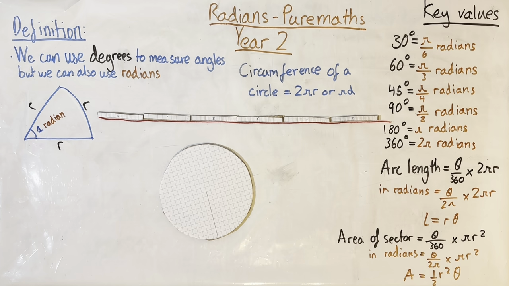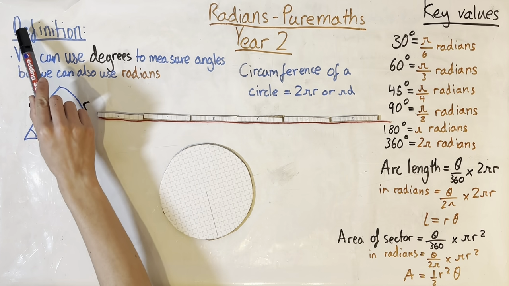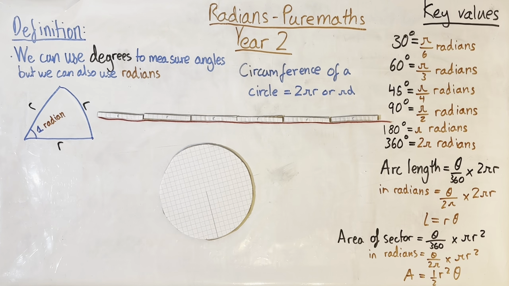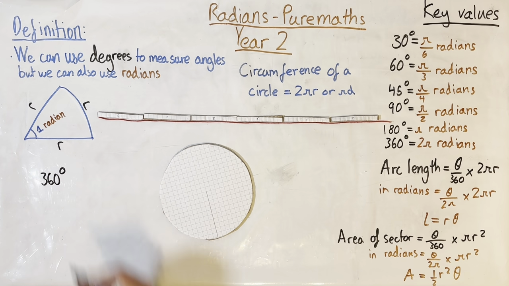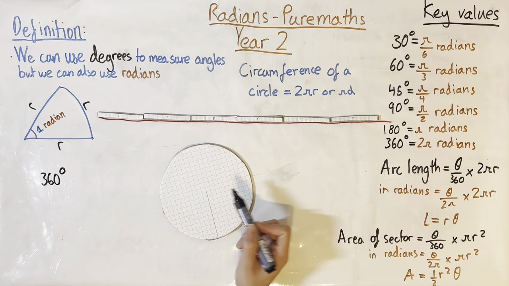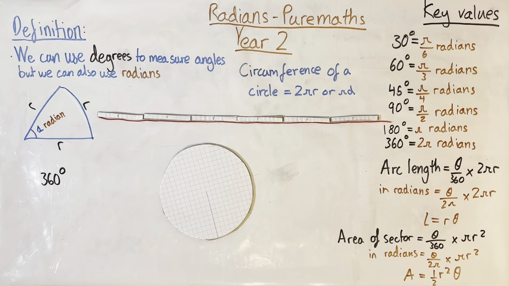As always, let's start off with what the definition is. So first off, we can use degrees to measure angles. At GCSE, we would have learnt that around a point there's 360 degrees. So if you have a circle, 360 degrees, there's no real arbitrary number. It's only 360 degrees because of several reasons, like it's easily divisible by 90. It's just a good round number.